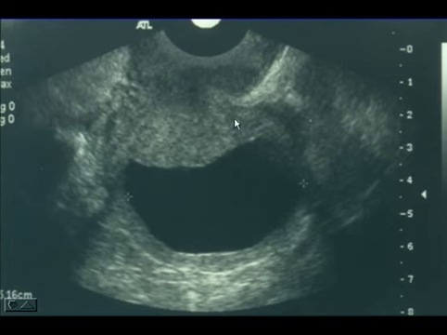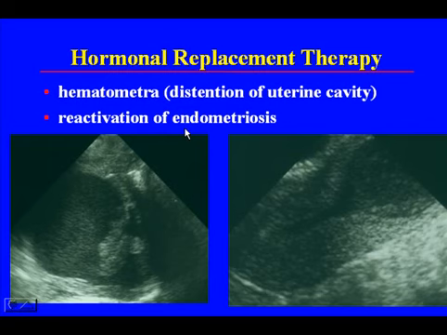Here's a postmenopausal woman. Transvaginal ultrasound shows marked distension of the uterine cavity by fluid due to cervical stenosis. This is a hematometra, or maybe due, in a postmenopausal woman, to reactivation of endometriosis. These women are usually taking hormone replacement therapy, and as you can see here on this transvaginal study, a dilated, distended endometrial cavity with homogeneous fluid, which was blood.